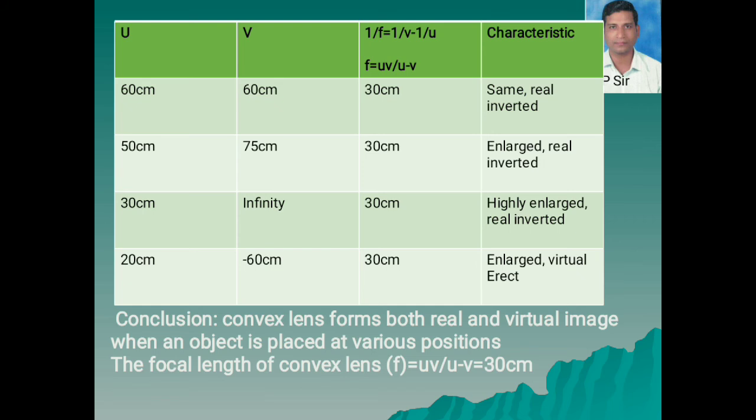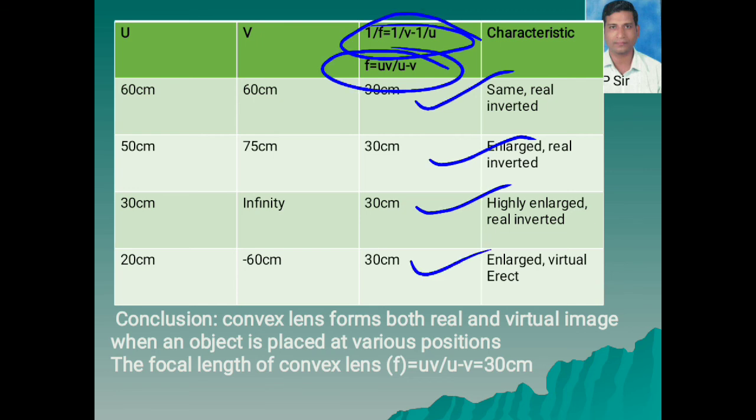Substitute object distance and image distance in this formula, that is 1 by f equals 1 by v minus 1 by u, the lens formula, where f is the focal length, f equals uv by u minus v. Then we get every time the focal length of the lens as 30 centimeters.